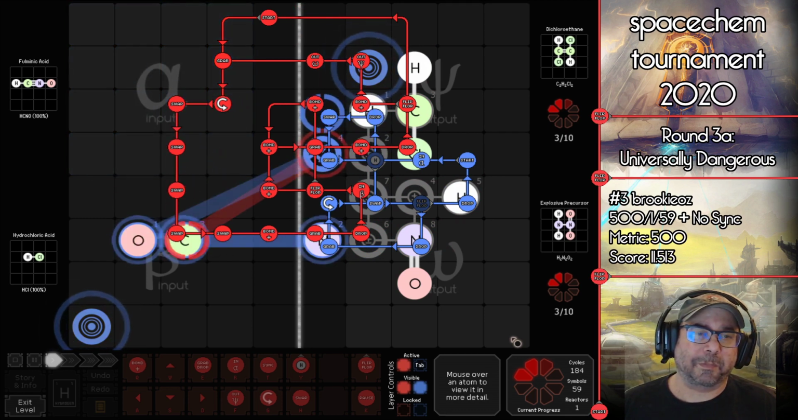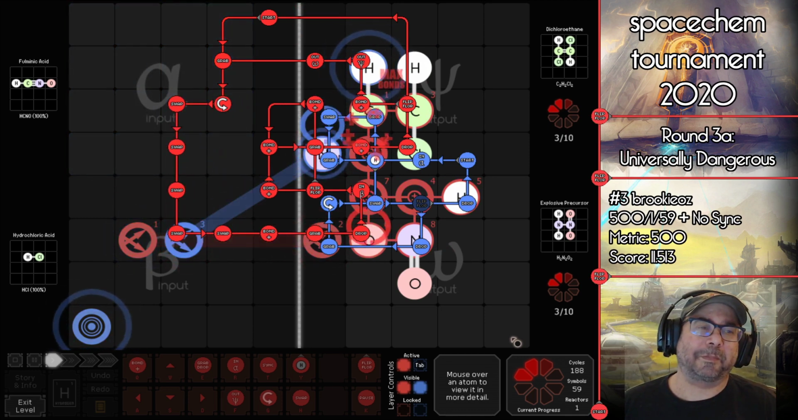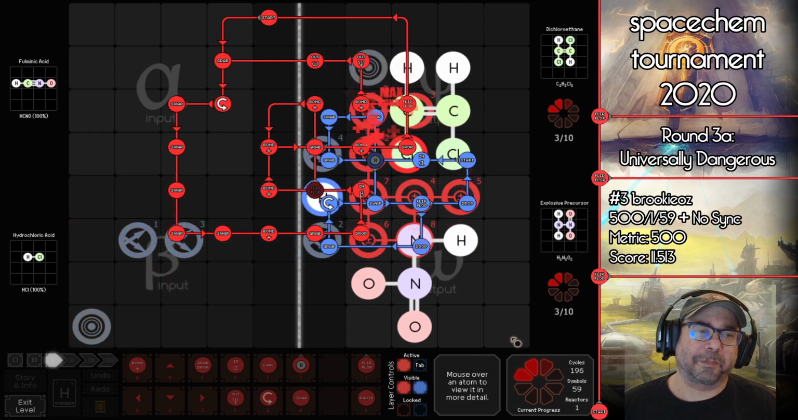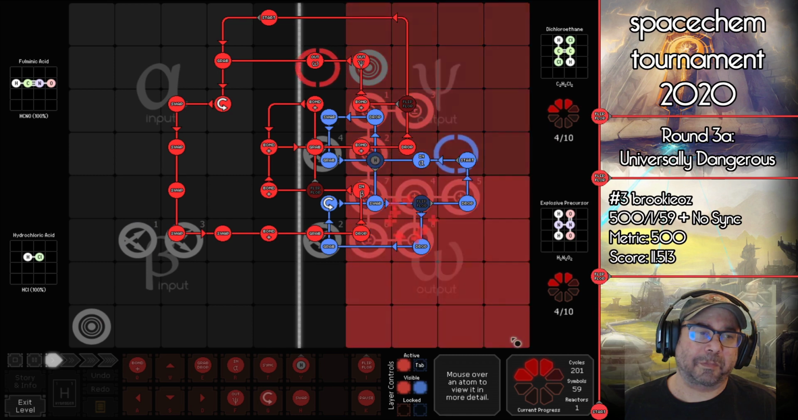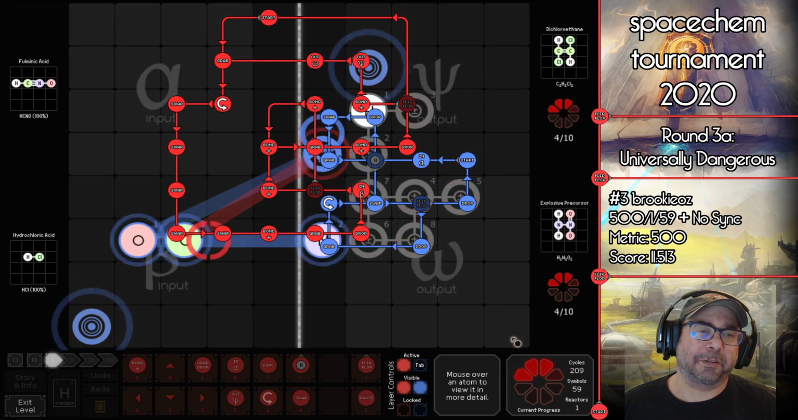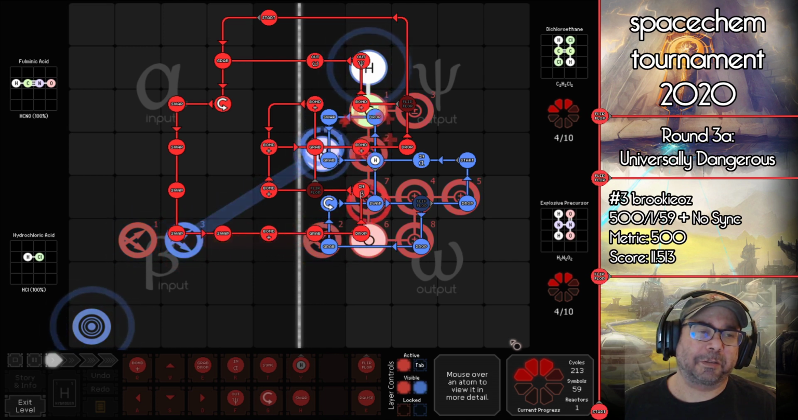Yeah. It ends up actually that this is the lowest symbol solution that anyone submitted for a non-extra, non-bonus solution. Yeah, very nice.